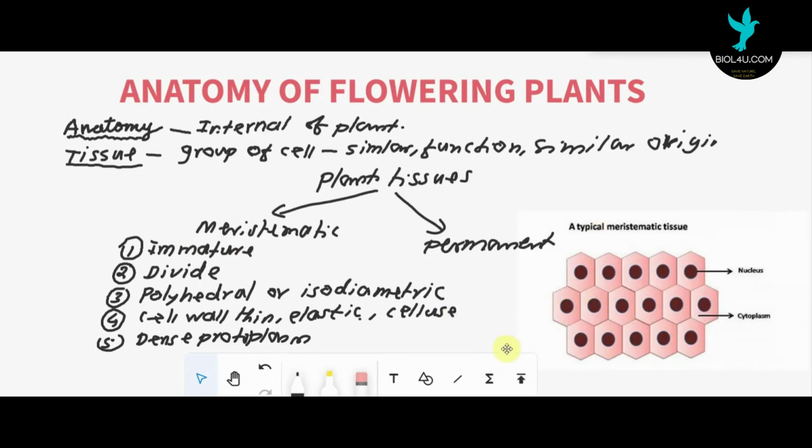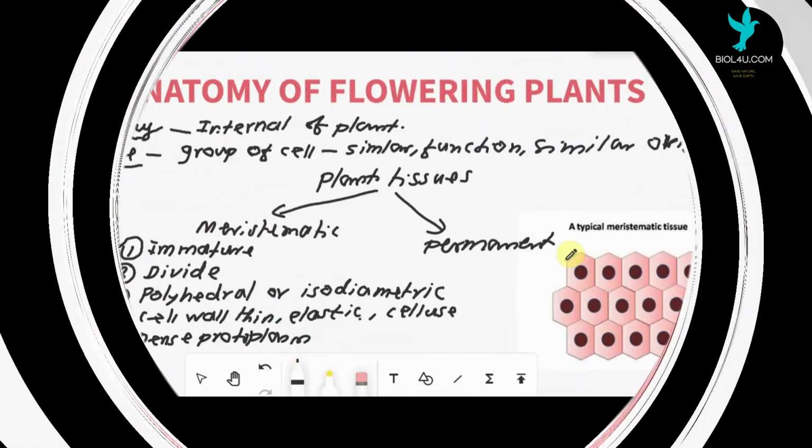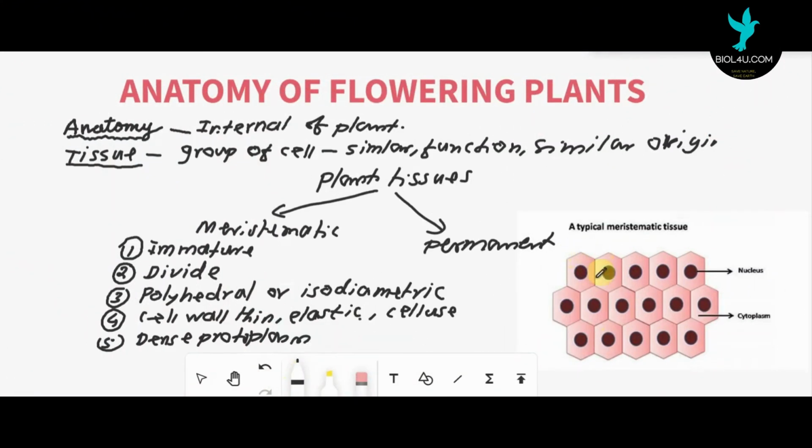So here the cells are immature in nature. At the same time, the cells continuously divide, and they are polyhedral or isodiametric in nature. See here, the cells are isodiametric, and polyhedral means more than 4 sides. The nucleus is very large and very distinct, and the cytoplasm is abundant and dense, and there is no space between the cells, that is, the intercellular space is absent.